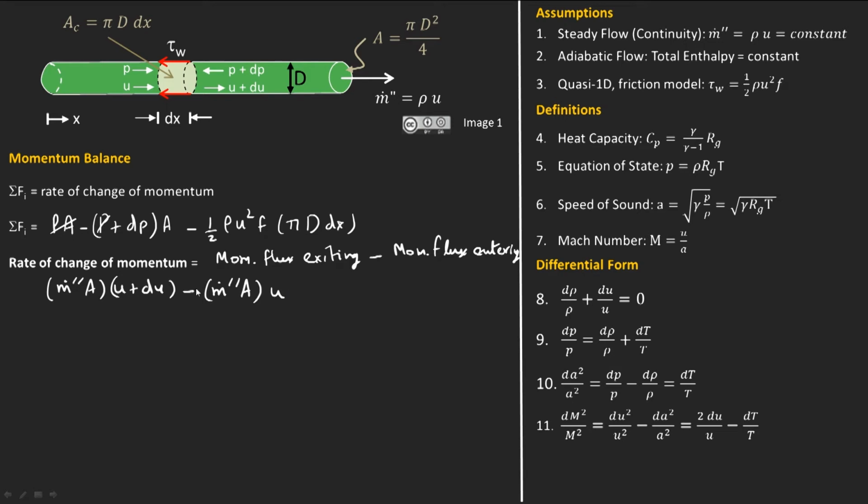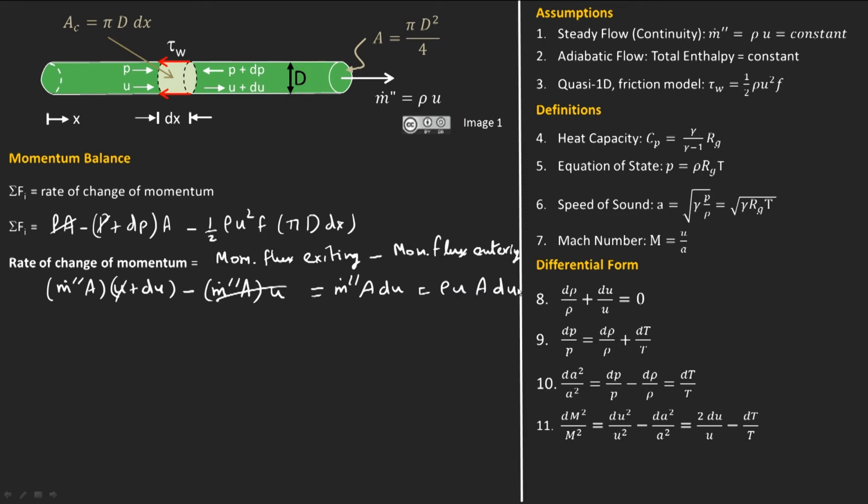Therefore, that is the rate of change of momentum of this control volume. Again we can see that once we multiply everything on the first term here, this will cancel with this expression, leaving us with m dot double prime A times du. I'm just going to go ahead and substitute for m dot double prime as rho u A du.